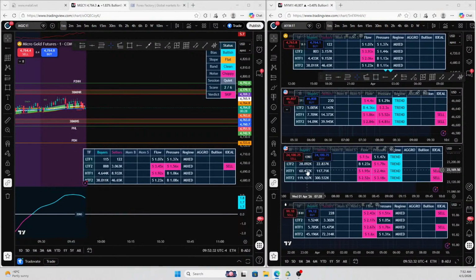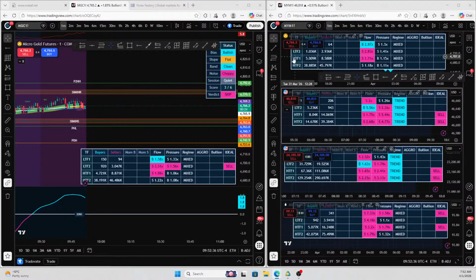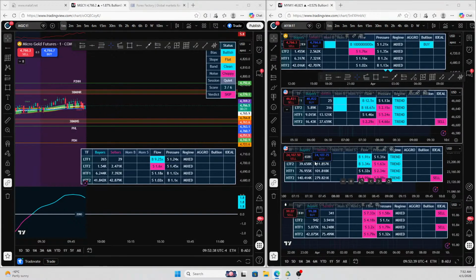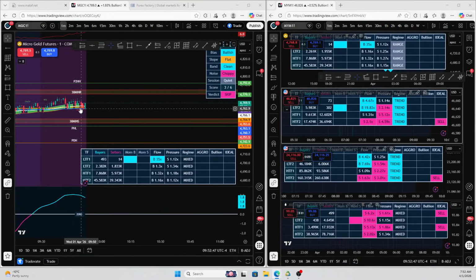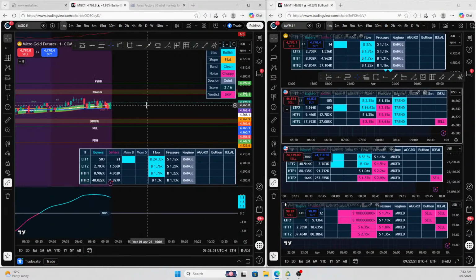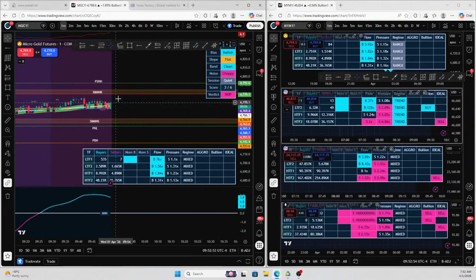So yeah, like volume right now is pretty much in that range category. And as you guys can see, price is nicely trading inside the band. Neither it's going up, neither it's going down. So this tells us that price is ranging.